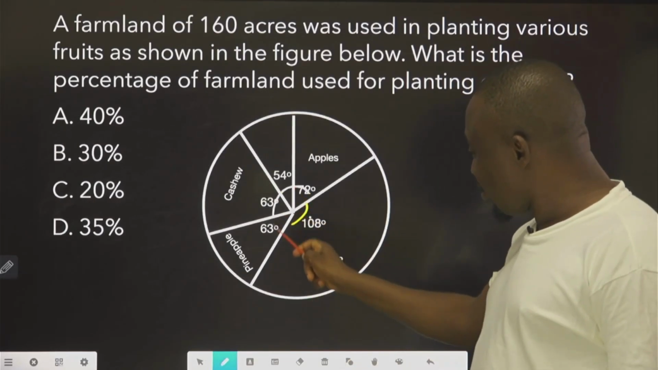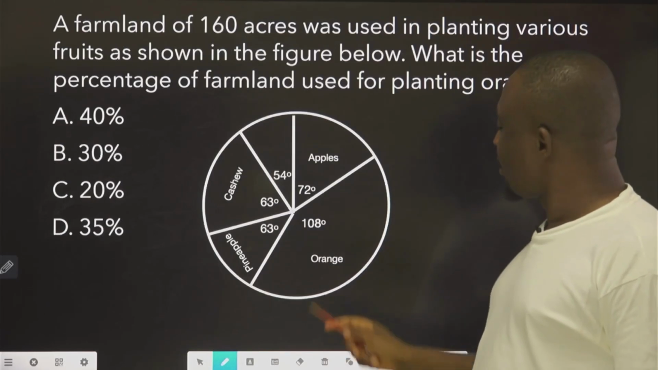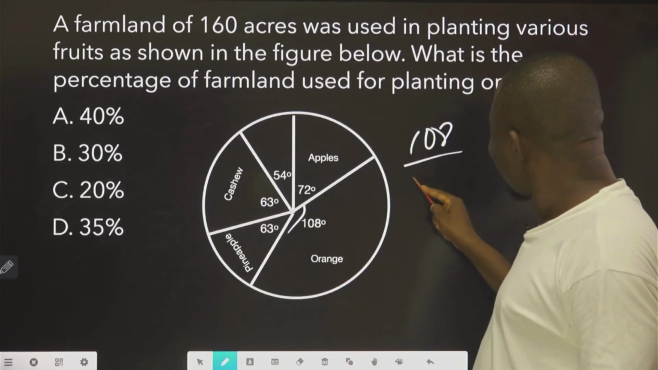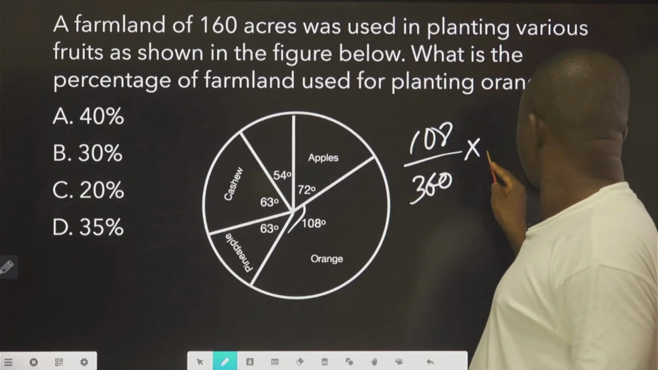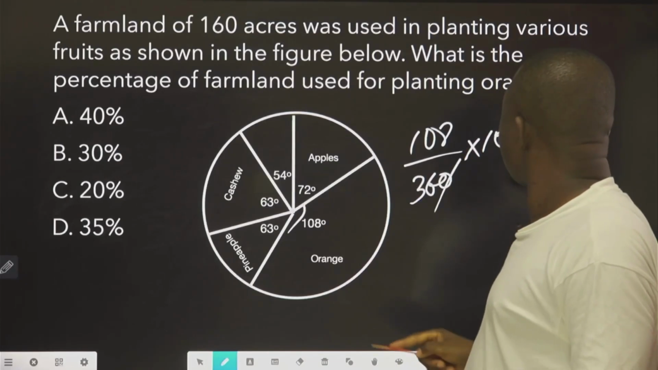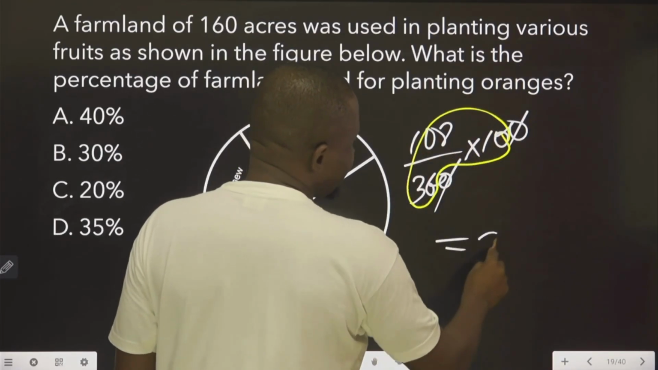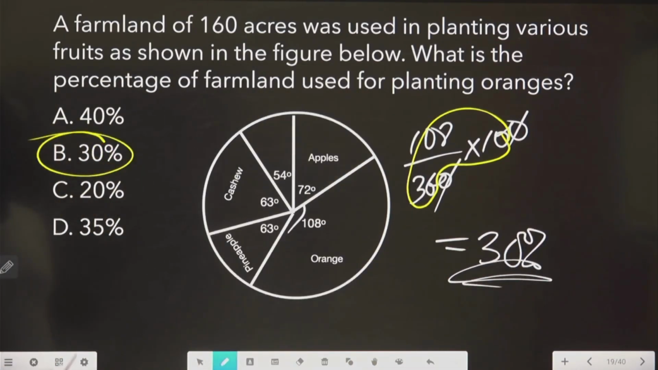This total is 360. Angle at a point. This guy, 108 over 360 multiplied by 100 to get the percentage. That is all. Okay? When you work this out now, you have 30%. It means the answer is this.